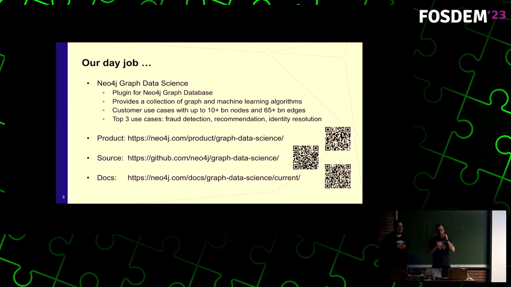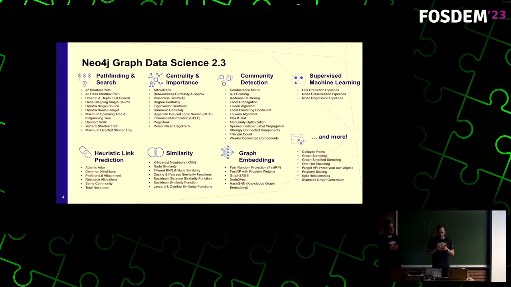And we have customers with up to 10 billion nodes and 65 billion relationship graphs that they compute our algorithms on. And you can find out more about the product, and the source code is available online, and the documentation, of course, if you follow those links. Last week, we released version 2.3 of the Graph Data Science product. And what you can see here is basically all the graph and machine learning algorithms that we provide to our customers or users, ordered by category, and some of them you probably know from university, like Dijkstra path searching algorithms or connected components algorithms.